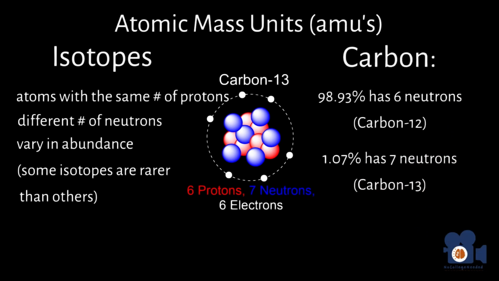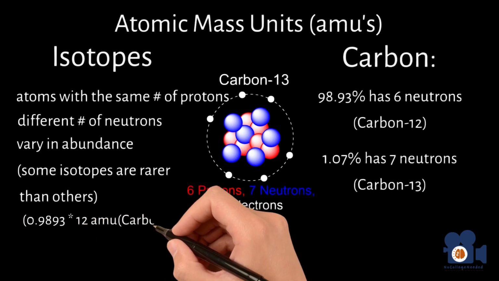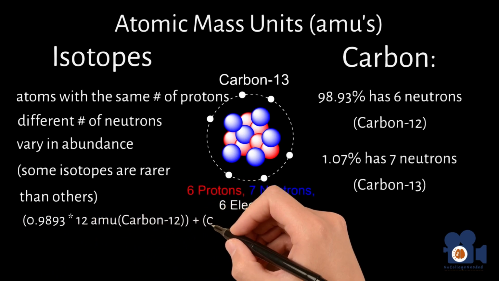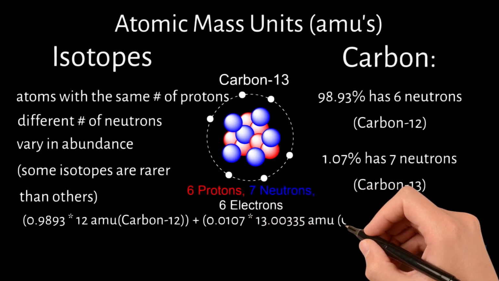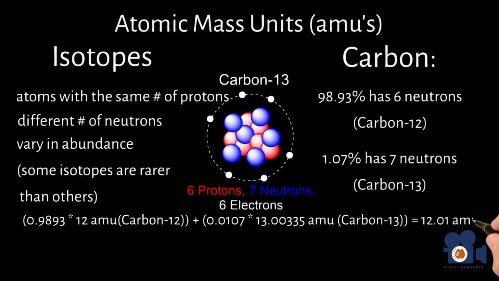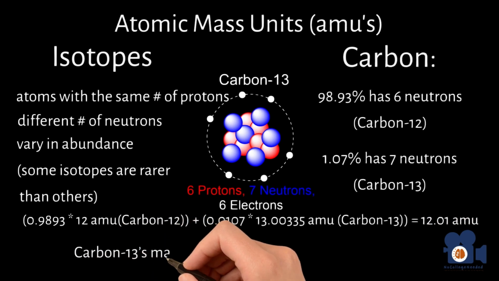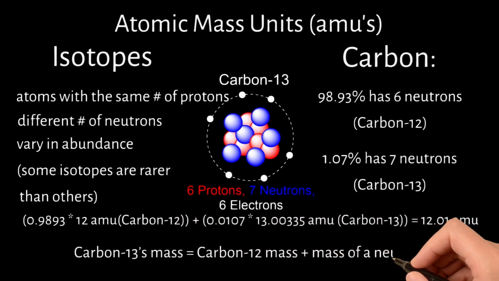To determine carbon's atomic weight, we just multiply the masses by the percentages to get the average mass. This looks like 0.9893 times 12 AMU plus 0.0107 times 13.00335 AMU to equal 12.01 AMU. Note that carbon-13's mass equals carbon-12's mass plus the mass of a neutron.